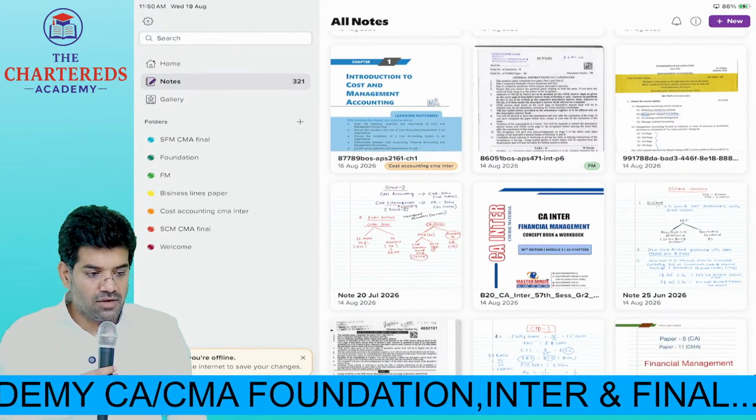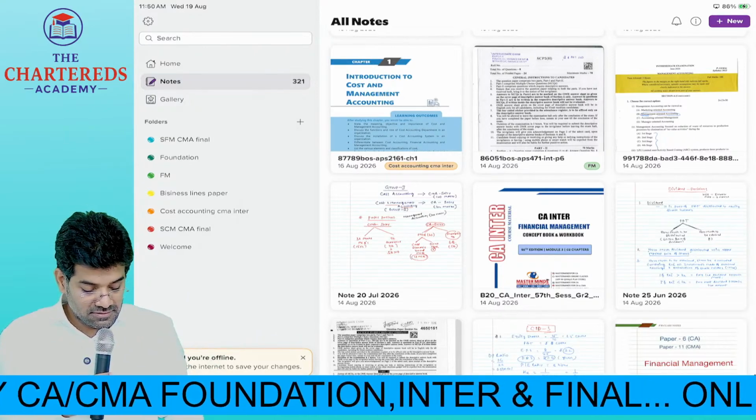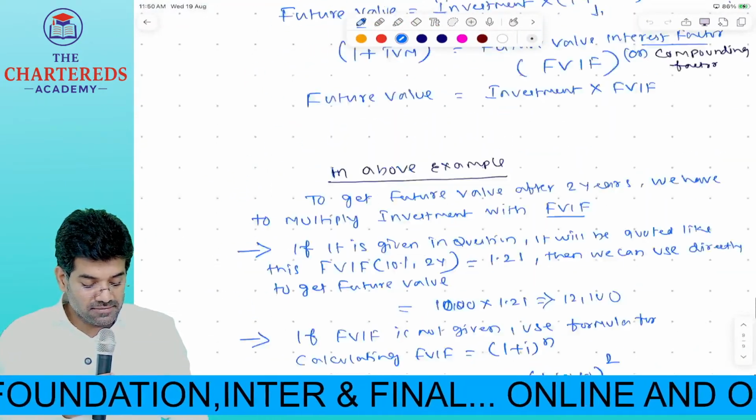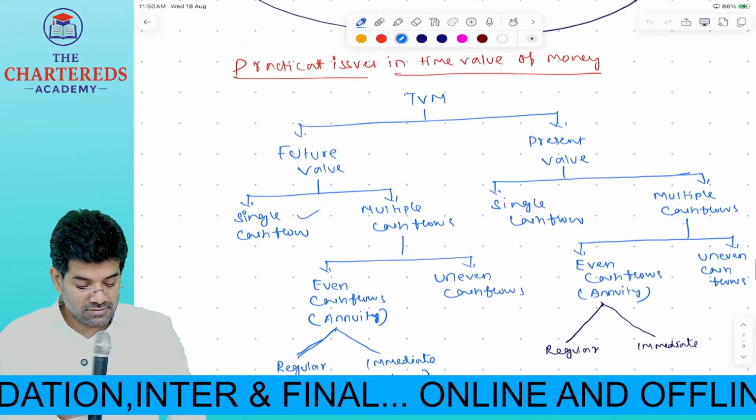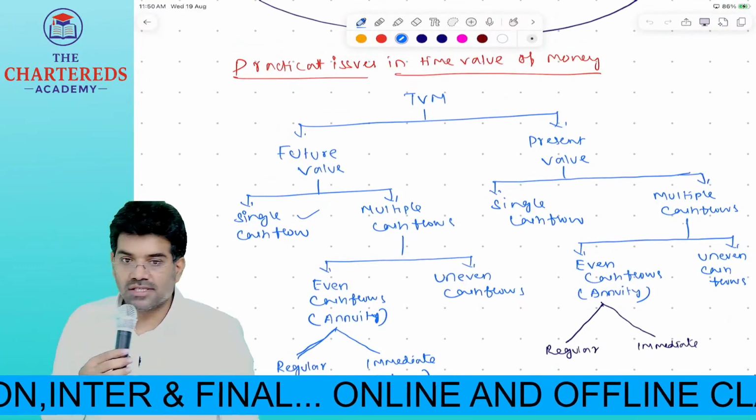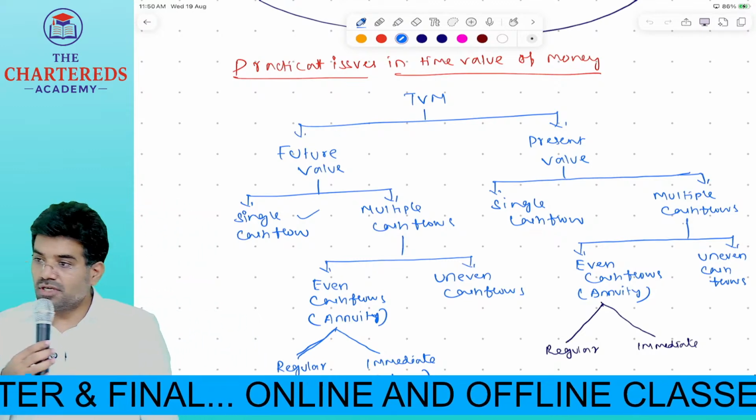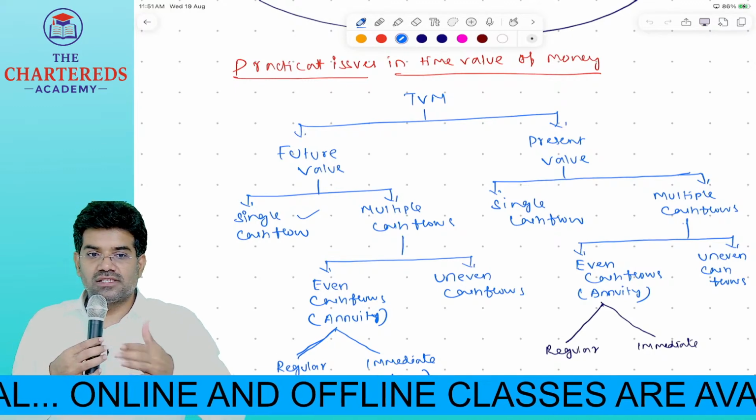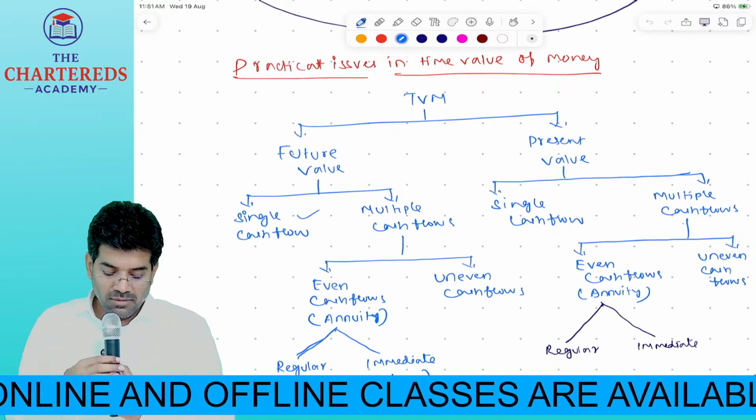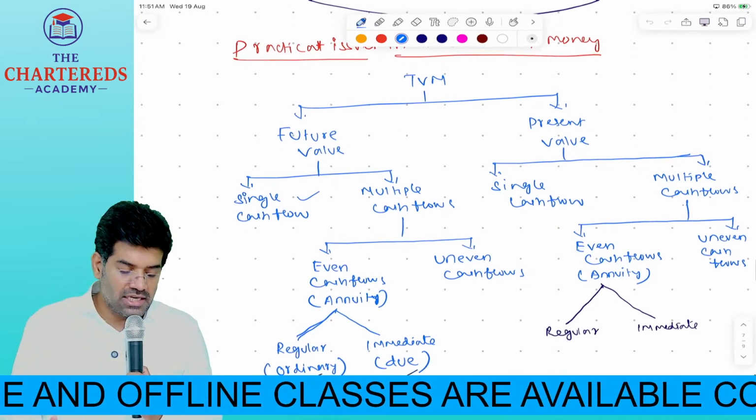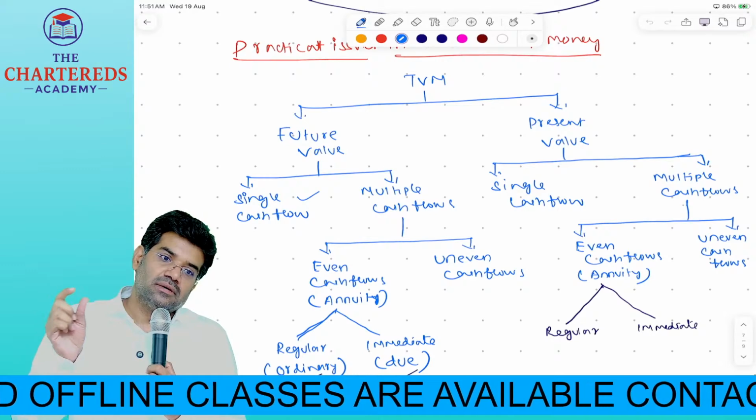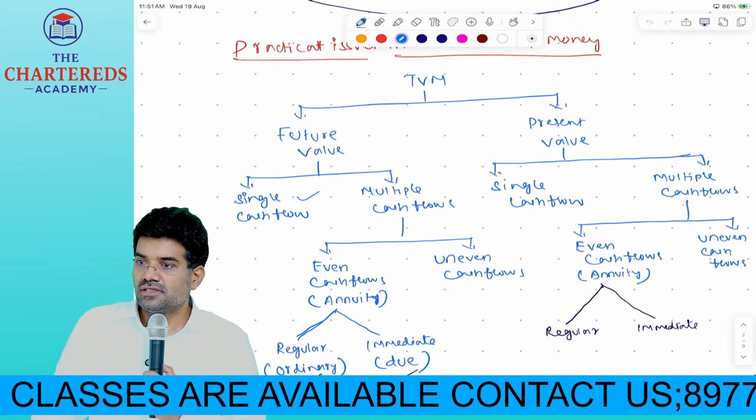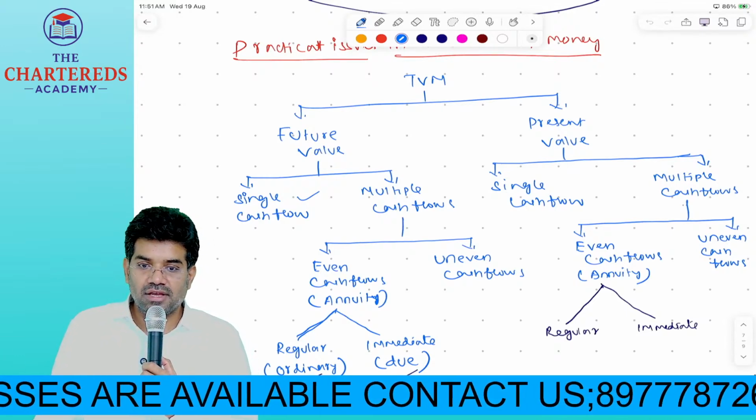What is the first thing we covered yesterday? How many cases are there? Overall, how many scenarios we created? These are the various scenarios we have. Future value, present value. In future value, again we have two categories. Single cash flow, multiple cash flows. Present value also single cash flow and multiple cash flows. Multiple cash flows also we have even cash flows and uneven cash flows. Even cash flows is also called as annuity.